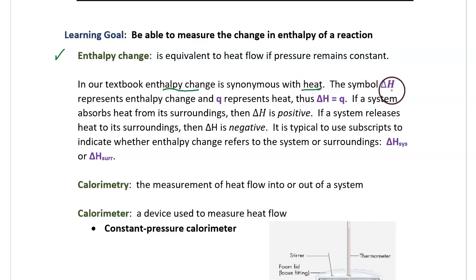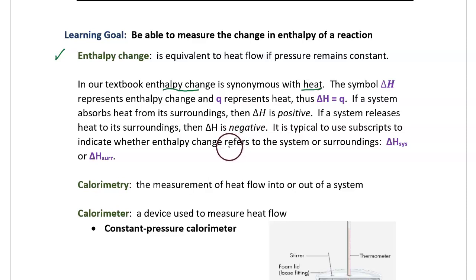The symbol delta H represents enthalpy change. And in the last lesson, we learned that the symbol Q represents heat. Since enthalpy change and heat are synonymous, delta H is equal to Q. If a system absorbs heat from its surroundings, then delta H is positive. The amount of heat in the system is increasing. If a system releases heat to its surroundings, then delta H is negative. The amount of heat in the system is decreasing.